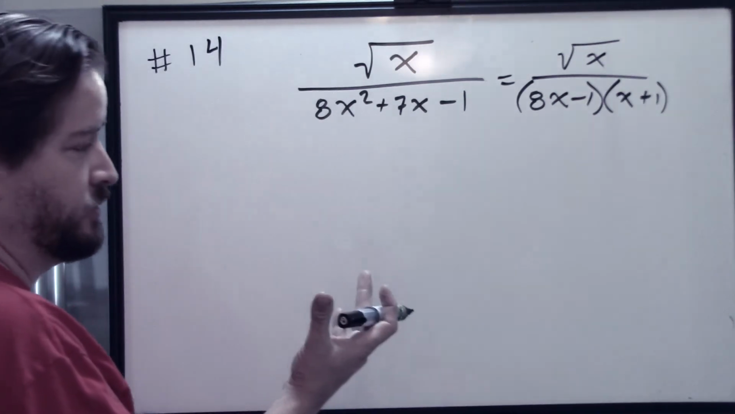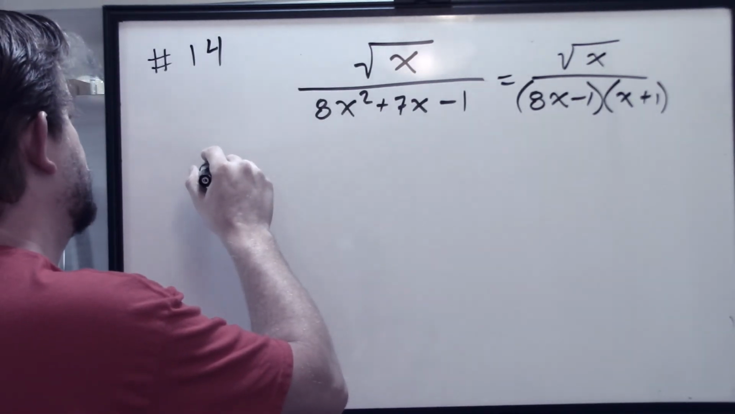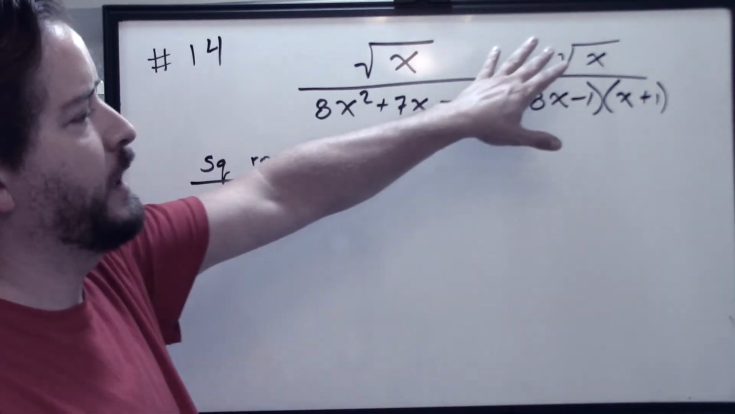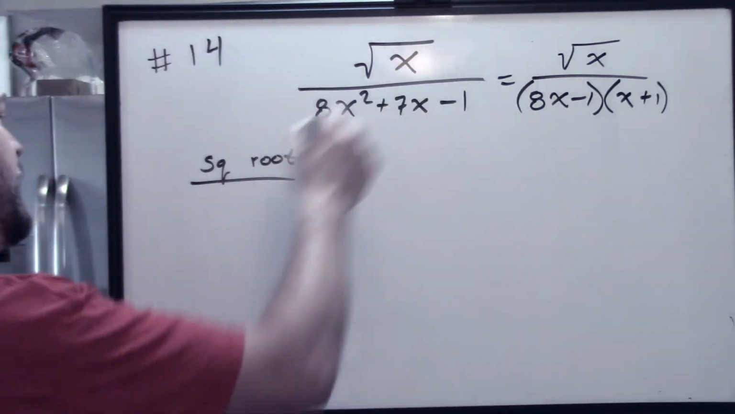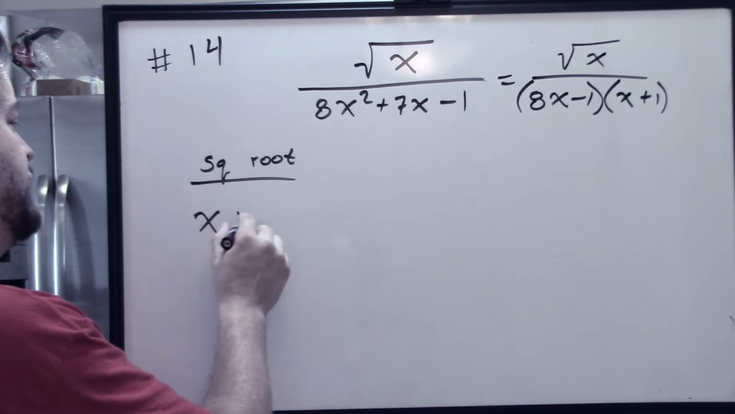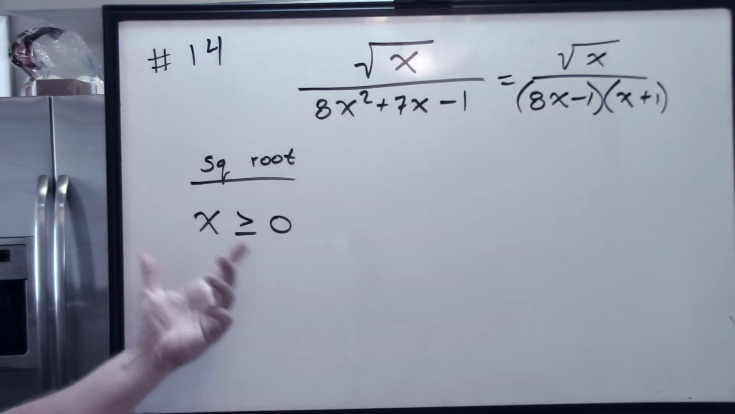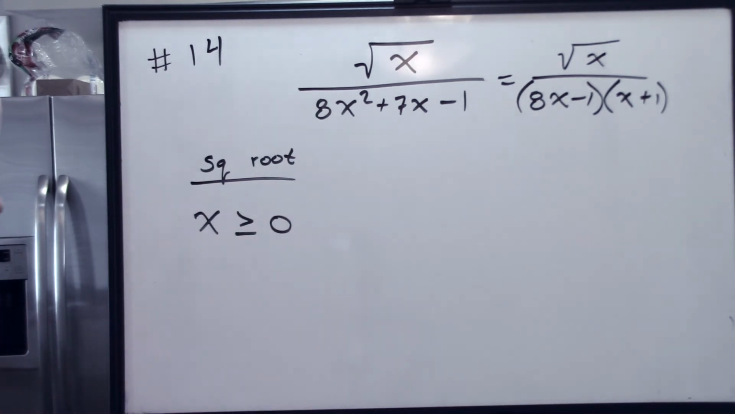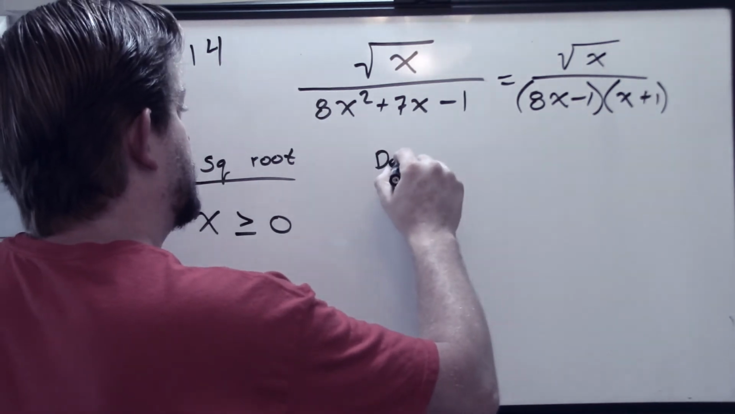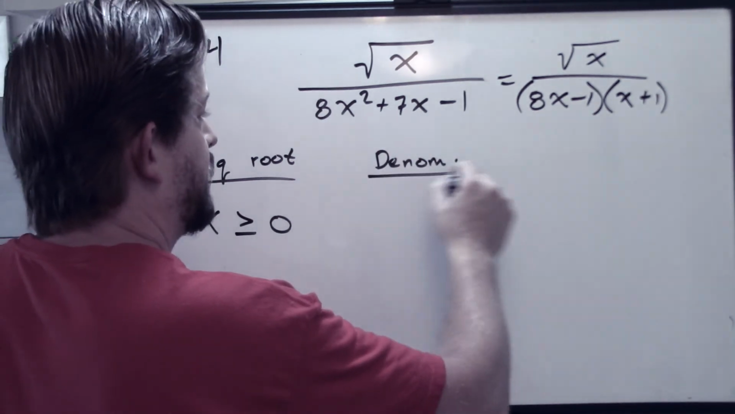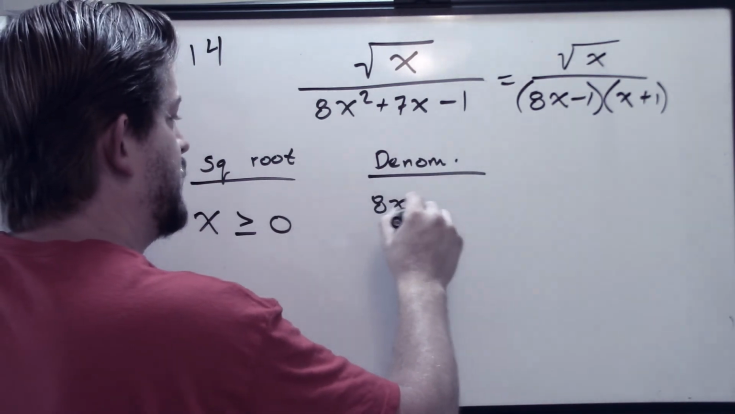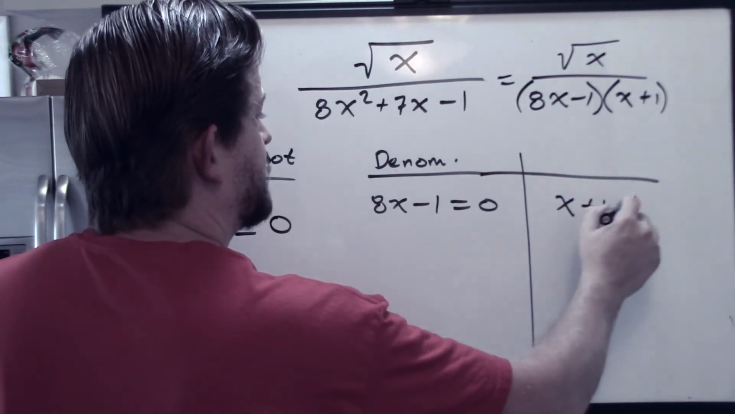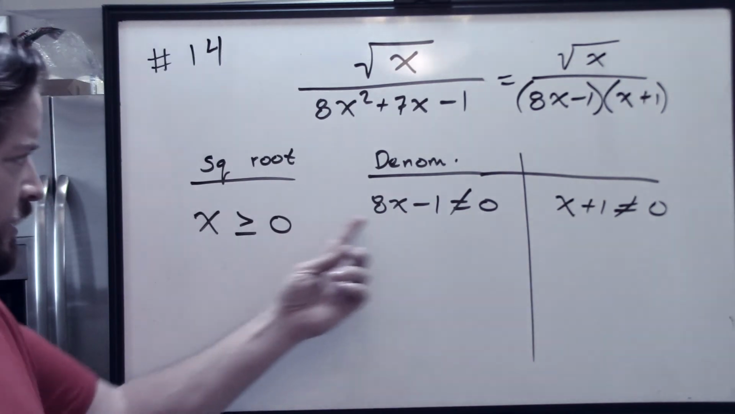So I've got two issues. Well, I've got three issues really, but I've got two categories of issues, and the first is that I have a square root. Right? It's in the numerator, but it's still a square root, so it matters. So whatever's under that square root, which is just x, has to be greater than or equal to 0. There's nothing left to solve here, it's already solved. So my numbers are limited already to 0 and above. Right? And then my denominators: the denominator can't be 0, so that is to say 8x minus 1 can't be 0. And I also have to satisfy x plus 1 can't be 0.